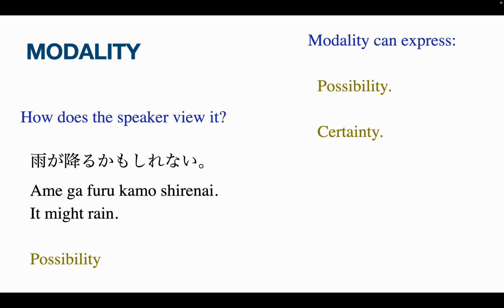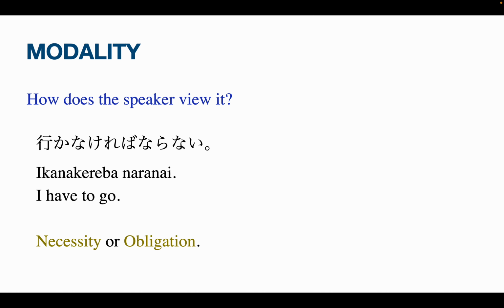So, modality can express many things like possibility, certainty, judgment, intention, and obligation. For example, 行かなければならない means I have to go. This expresses necessity or obligation. So when I hear the word modality, I remember how does the speaker view it? How does the speaker view what they are saying?